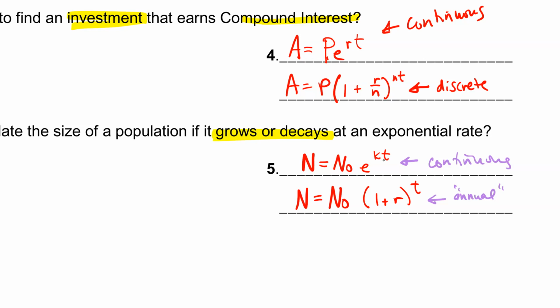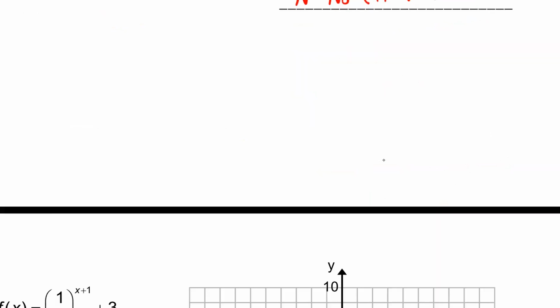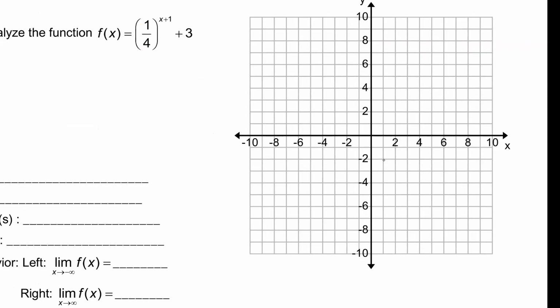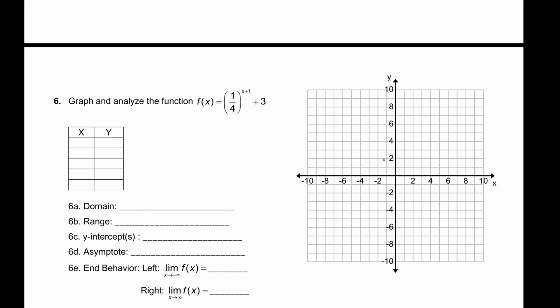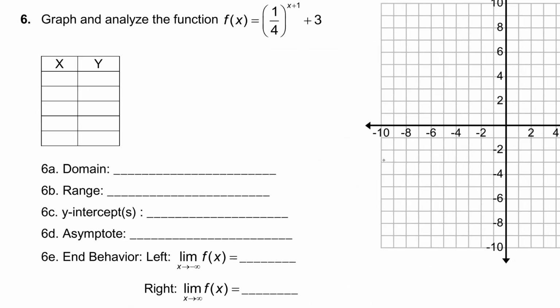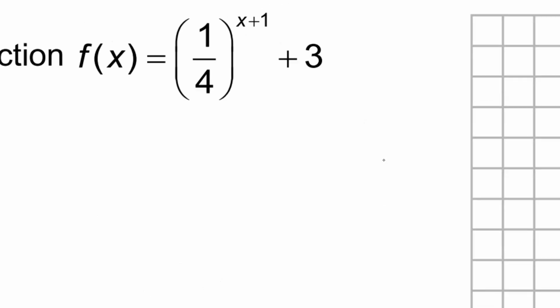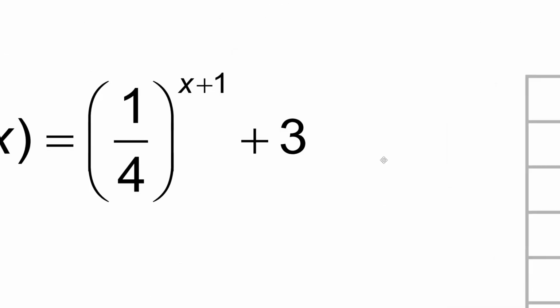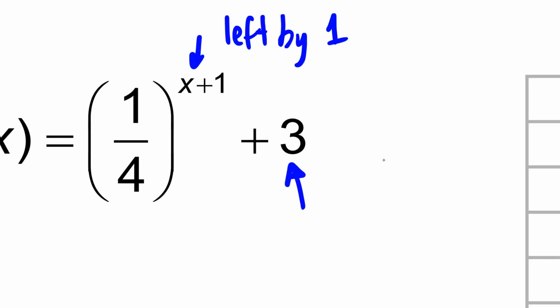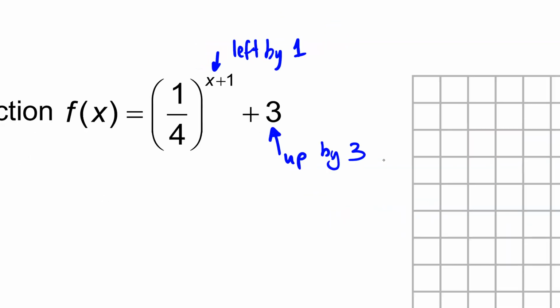Let's do the next two. So we get some real shifty shift time. Graph and analyze this function. So let's discuss what's happening here. What is this +1 doing? Rocky? Yeah, it's shifting it to the left. Left by 1. And then Sarah, what is this doing right here, the 3? Up by 3. Okay, wonderful. Up by 3.